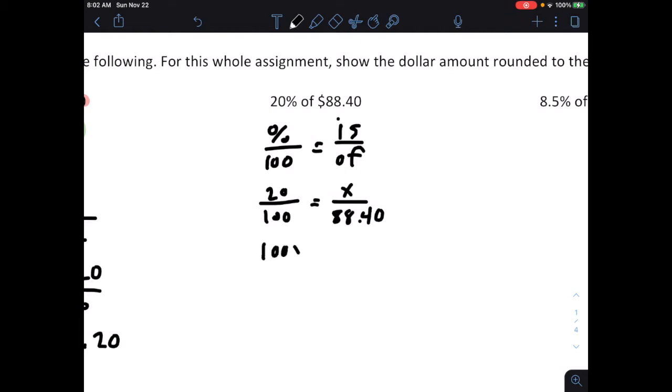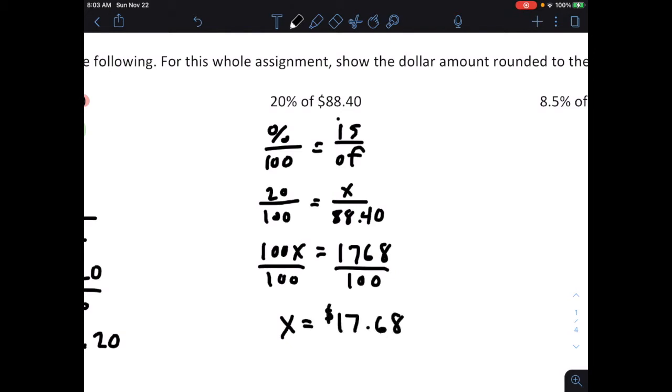So we have 100x. And then we need a calculator, so we're going to say 20 times 88.4. So we have 1,768. And then we're going to divide by 100. And when we do, we don't even really need a calculator to divide by 100. But if you need one, that's okay. Because when we divide by 100, it's just moving that decimal 2 places to the left. So we're going to have x equals $17.68.